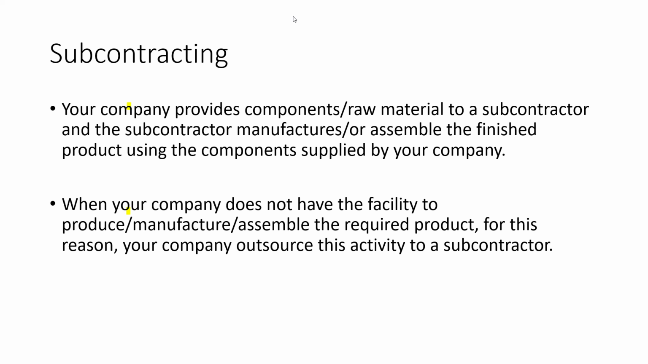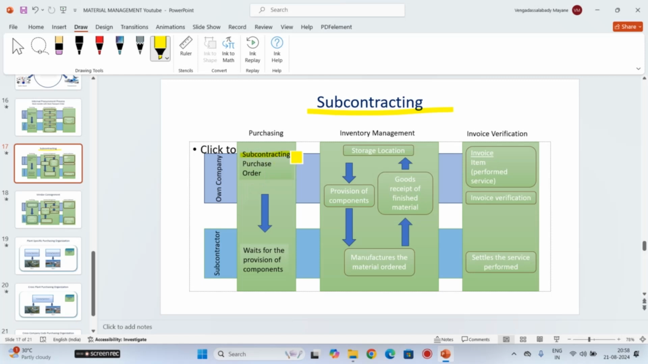Okay, because the facility to make that finished product is not available in your company. Let's say, for example, when your company does not have the facility to produce, manufacture or assemble the required product, for this reason your company outsources this activity to a subcontractor. So this process is called subcontracting. Now let's see the process involved in subcontracting.